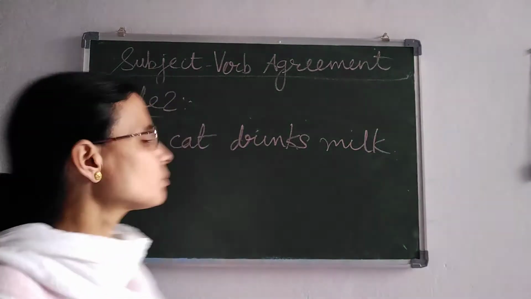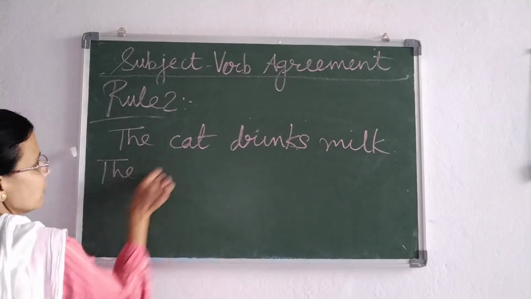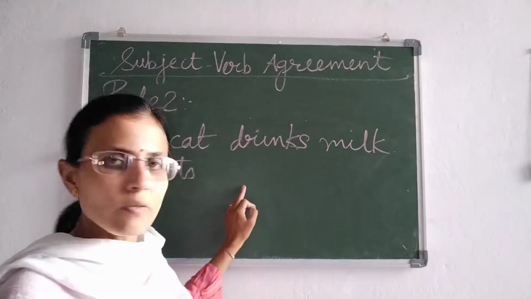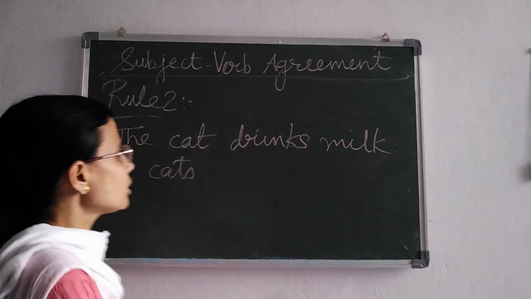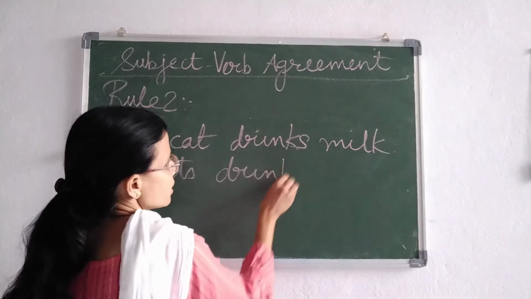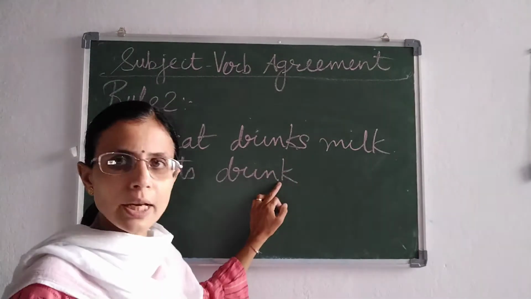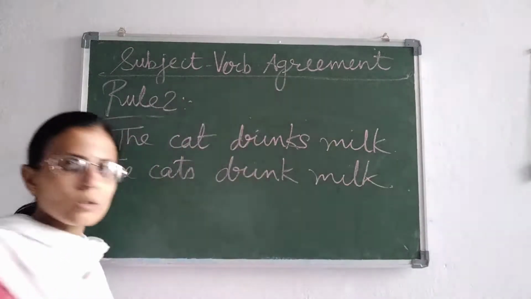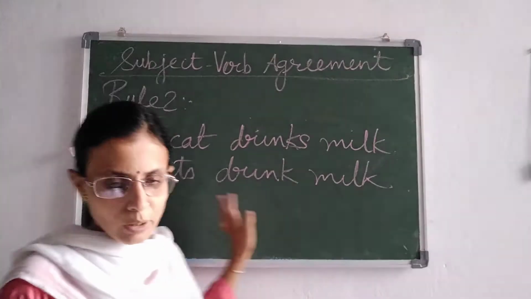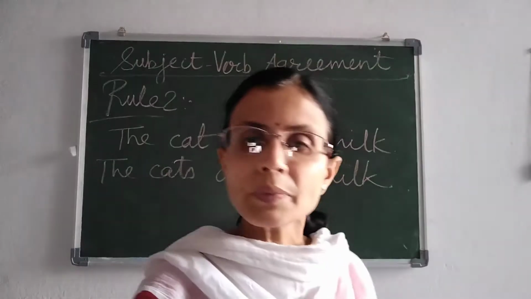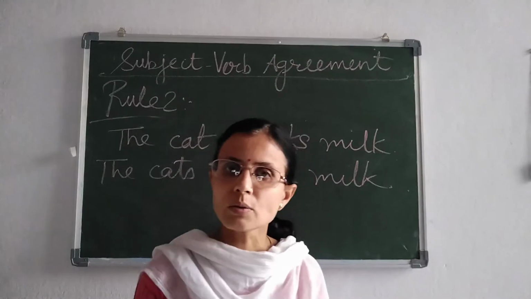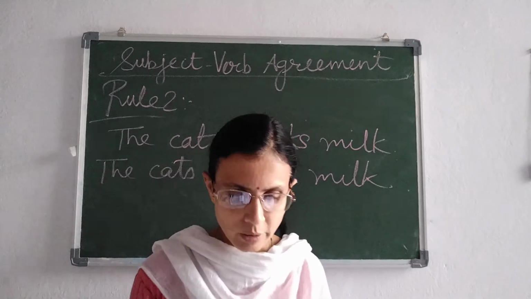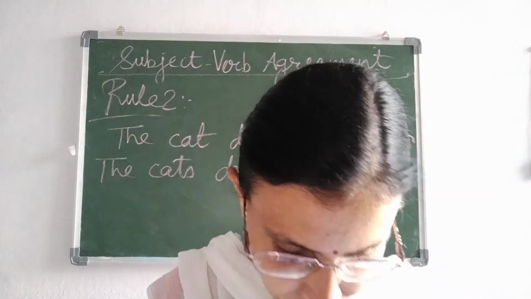Now, if your subject is plural, if I write the cats, the subject is plural, so the verb will also be in plural form. Plural form means without s or es. Here in drink you will not put any s or es. The cats drink milk. So this is rule number 2. So what is rule number 2? If your subject is singular, then your verb will also be in singular form. If your subject is plural, then your verb will also be in plural form. Now come to rule number 3.